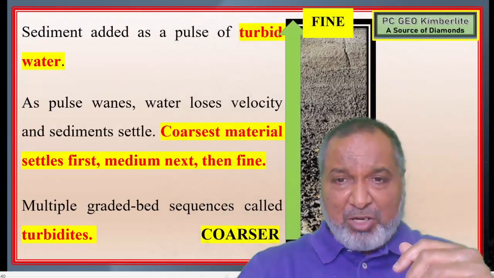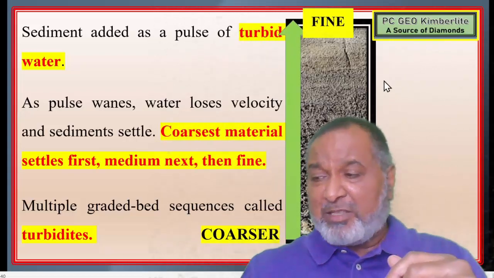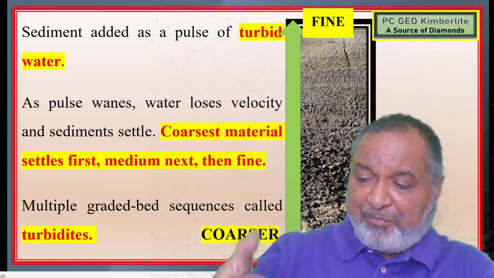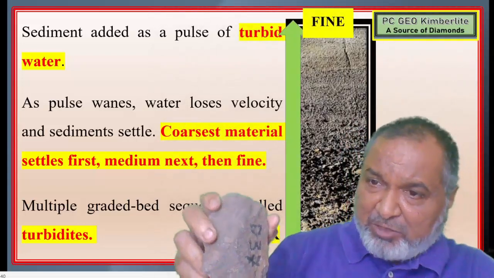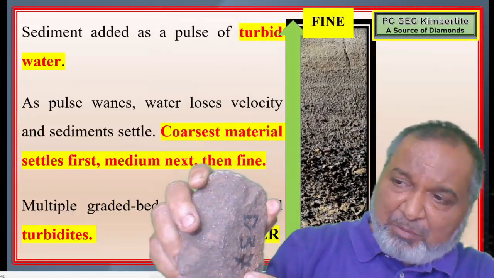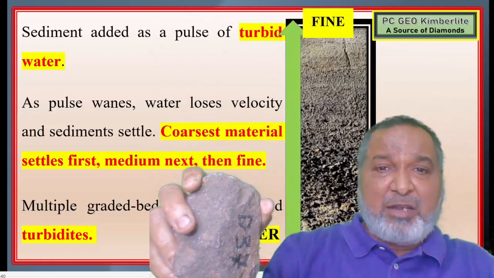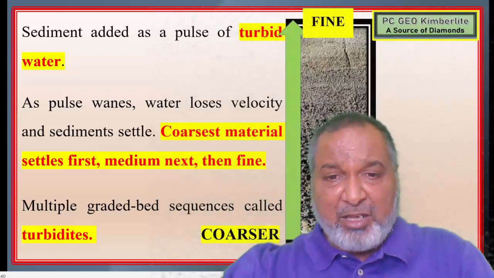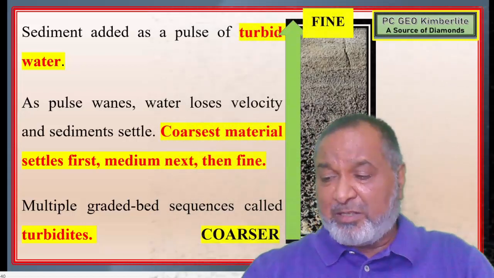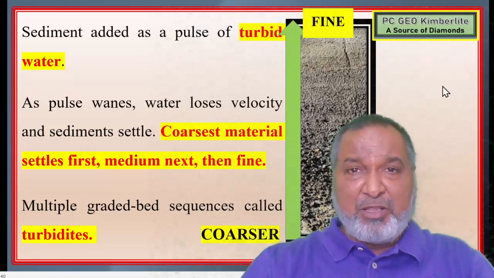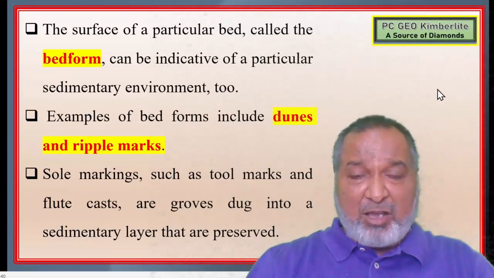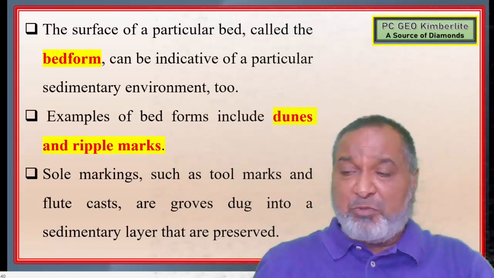From the bottom, if you go to the top, finer sediments are deposited. So here you can see coarse sediments will be there, and as you go upper side, finer and finer sediments will be deposited. That again gives you the sequence of turbulence which has been formed in the water. Next one, ripple marks: a wave-like appearance will be there.